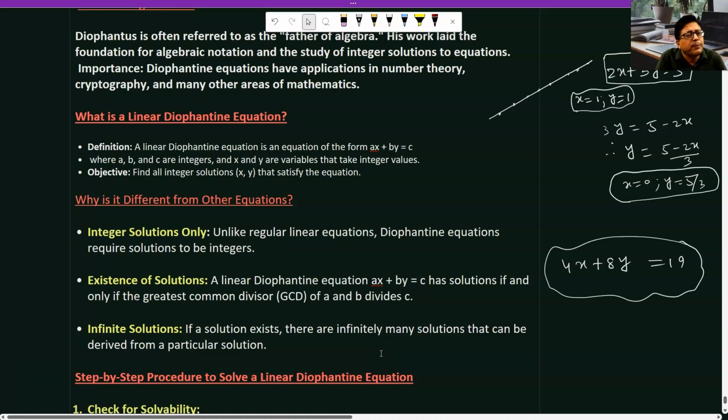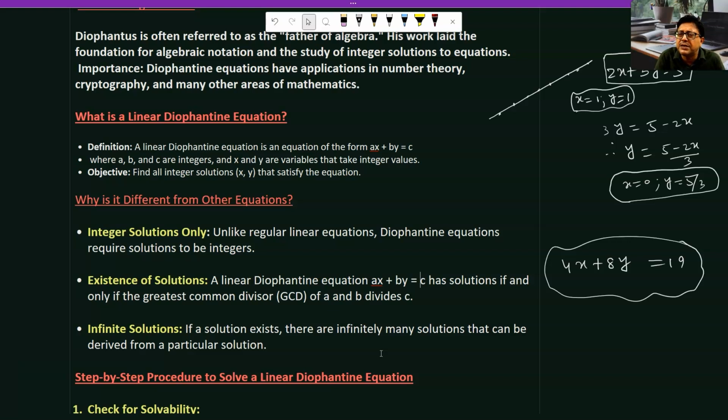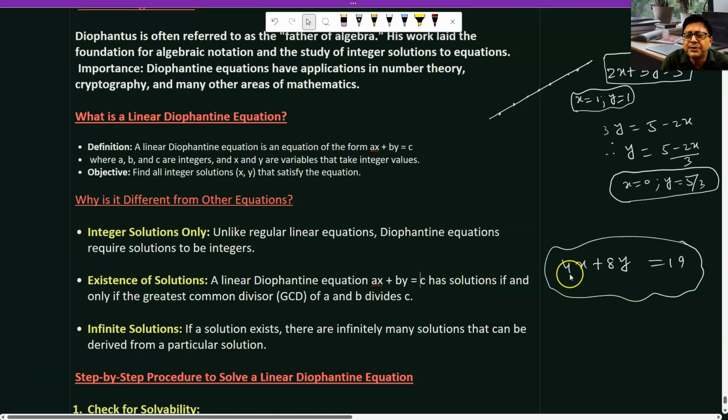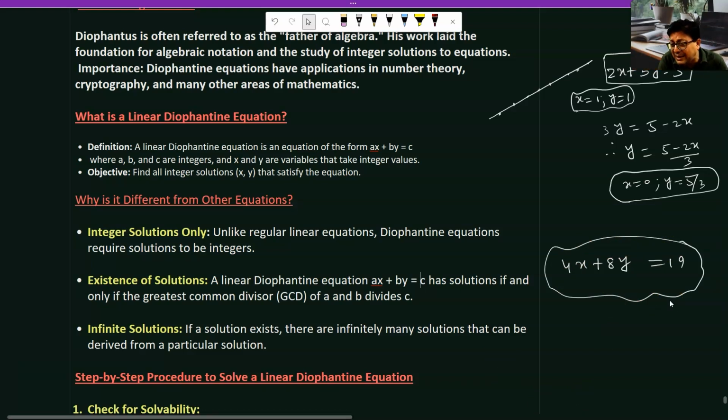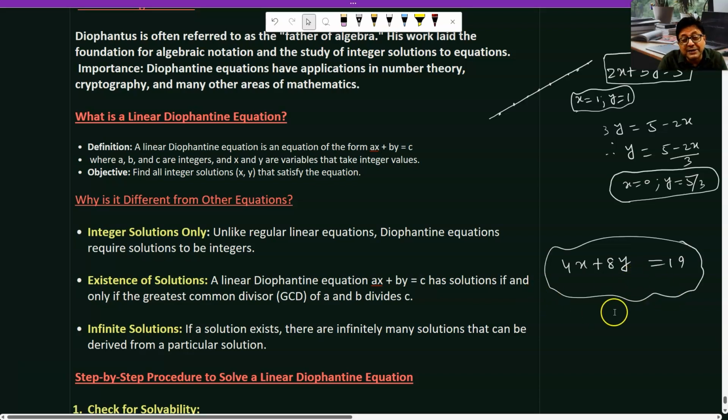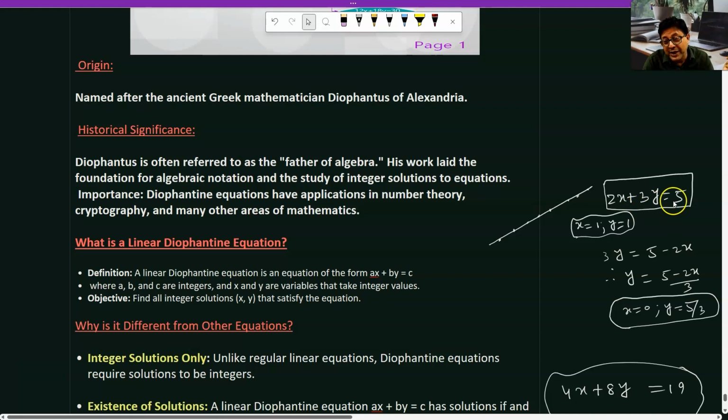Now, one of the most important characteristics of a Diophantine equation, and we'll prove it also in today's class, is that if you get one solution, then you'll get infinitely many solutions. This equation doesn't have any solution. By putting any integer values of x and y, you'll never get 19. So there is no expectation of getting an integral solution from here. But here, 2x plus 3y equal to 5, we will get infinitely many solutions, because first, the GCD of 2 and 3 is 1, and 1 divides 5.